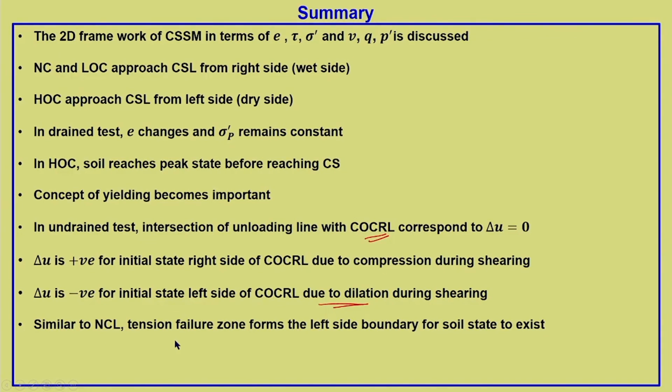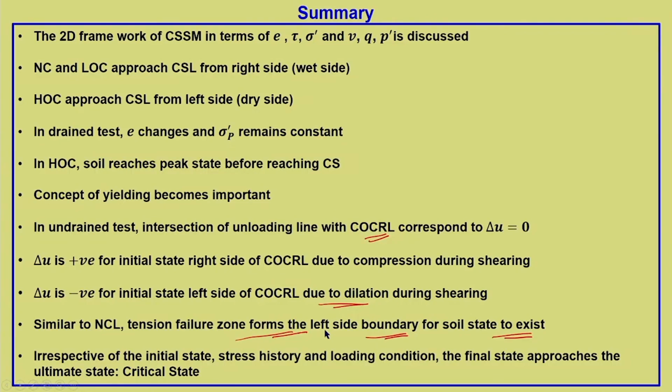Similar to the normal consolidation line, the tension failure zone forms the left side boundary of the soil state to exist. NCL becomes the right side boundary. Irrespective of the initial state, stress history and loading condition, the final state approaches the ultimate state, that is the critical state. So, that is all about the two-dimensional representation of critical state. Now, we will discuss a few more aspects of critical state in the subsequent lectures, followed by soil yielding.